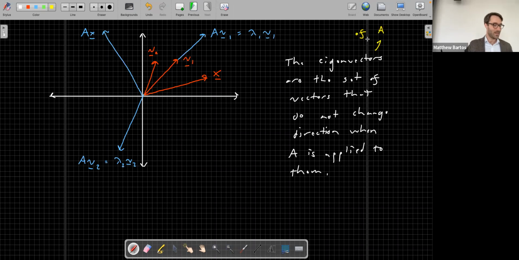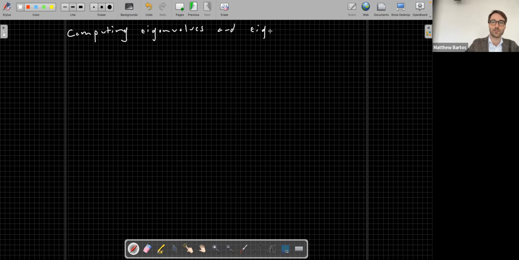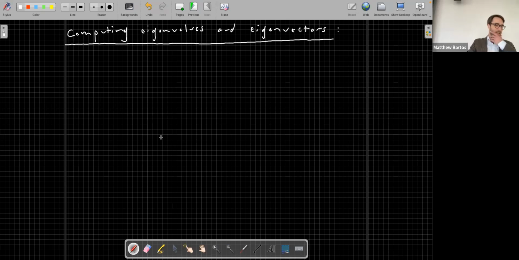So again, a very important concept. Let's talk a little bit about how we can compute these. You may have done this in undergraduate differential equations or undergraduate linear algebra. Let's talk about computing eigenvalues and eigenvectors. From our definition, an eigenvalue-eigenvector pair for the linear transformation A is defined as follows: AV is equal to lambda V.